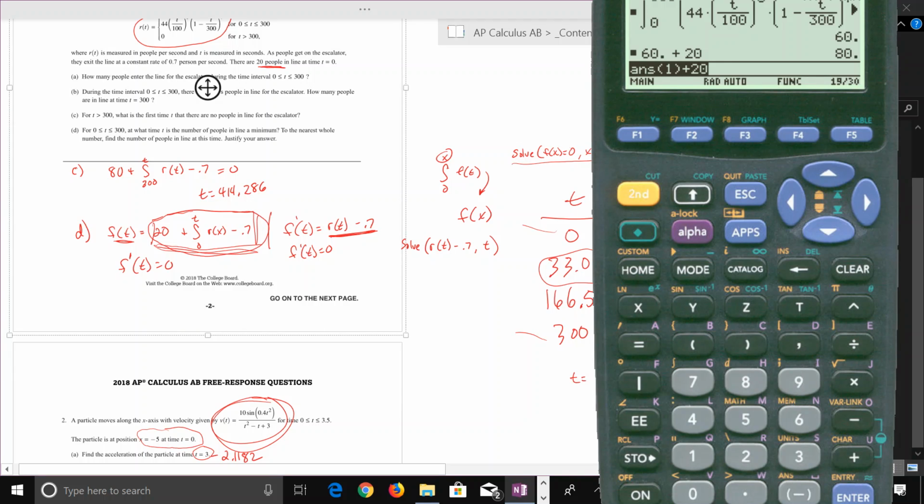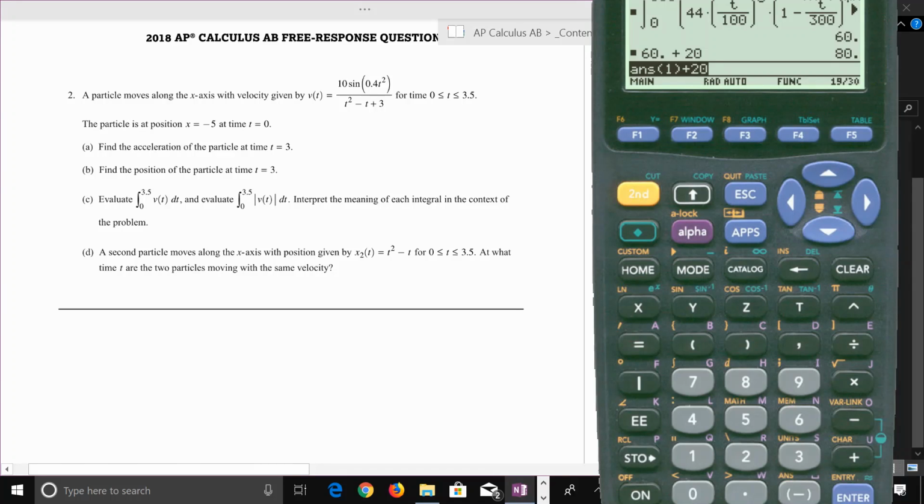Now, I found 2 to be kind of easy. And so, like I was mentioning, this is the one we want to not miss. Okay? So let's talk about this. All right? A particle moves along the x-axis given by this velocity. So we have a velocity of the first particle. It's this guy, between 0 and 3.5. The particle at time equals 0 is at -5. So that's its initial position. Okay? Part A. Find the acceleration of the particle at time equals 3.